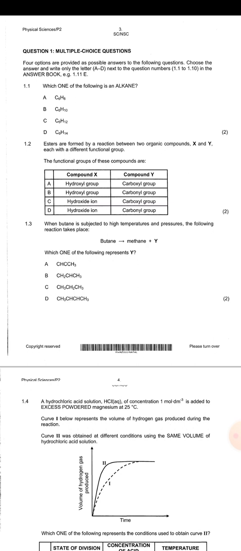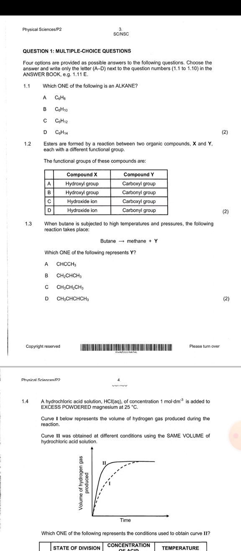Here you have two options. If you already know the formula of an alkane, you can get the answer simply, but if you don't, you try to draw each of these and you'll see which one is an alkane. The one that will form single bonds only will be an alkane. But if you already know the general formula for an alkane, which is CnH2n+2, then you will know what you're looking for. We take the number of carbons, multiply it by 2, then add 2 to it, and that will be an alkane.